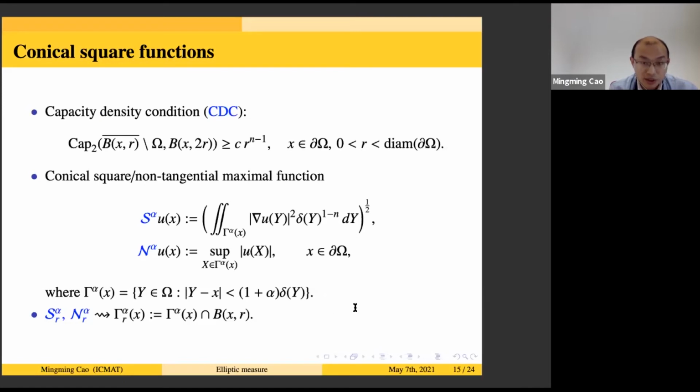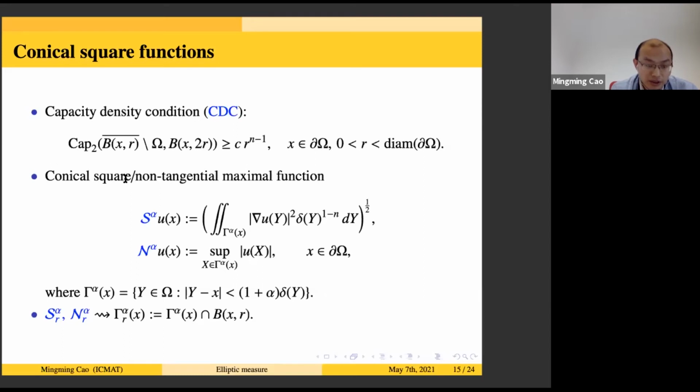Next, we introduce our results. We need some notation. We say that an open set omega satisfies the capacity density condition if the capacity of the closure of the ball minus omega, relative to the double ball, is greater than r to the power n minus 1. At the beginning, we defined the ADR condition, and one can show that ADR implies CDC, and we are going to work in the one-sided NTA domain satisfying the CDC condition.